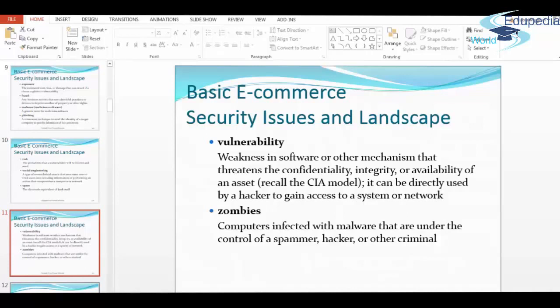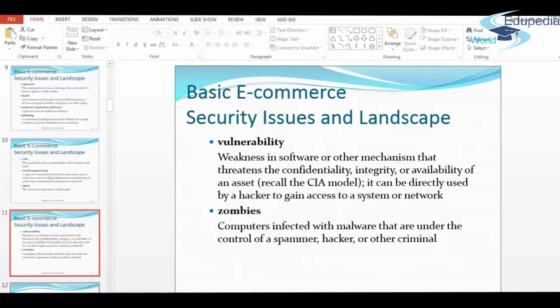Then you have basic e-commerce security issues and landscape. Vulnerability is a weakness in software or other mechanism that threatens the confidentiality, integrity, or availability of an asset. We call that the CIA model, in which it can be directly used by a hacker to gain access to a system or network. So vulnerability is the susceptibility, or the ease with which others can attack you as a business.